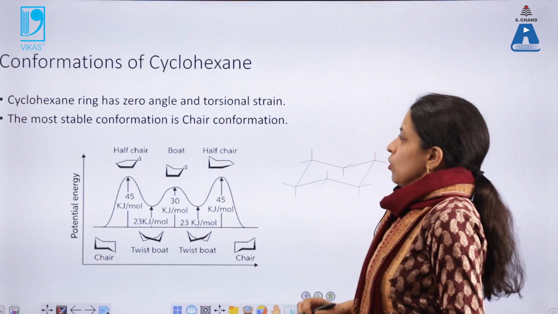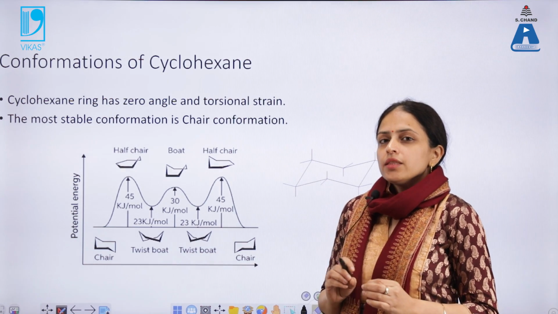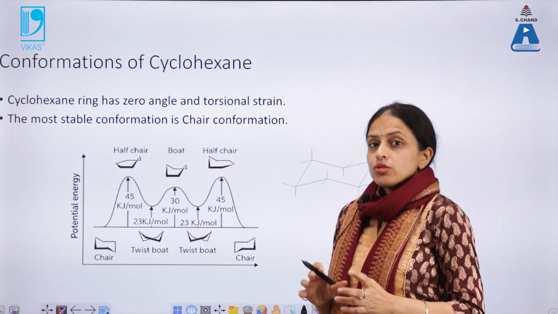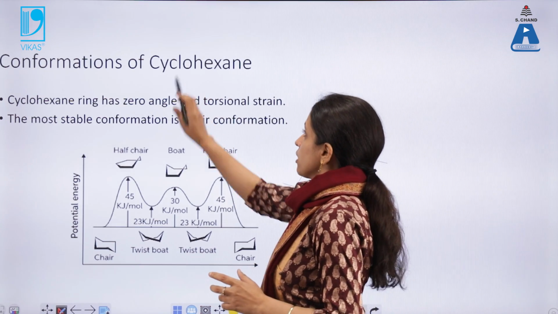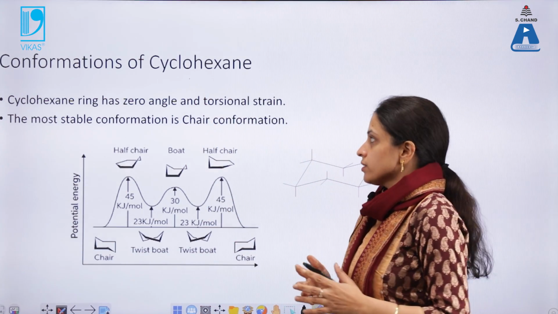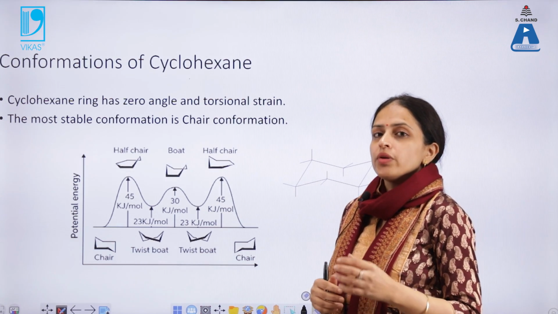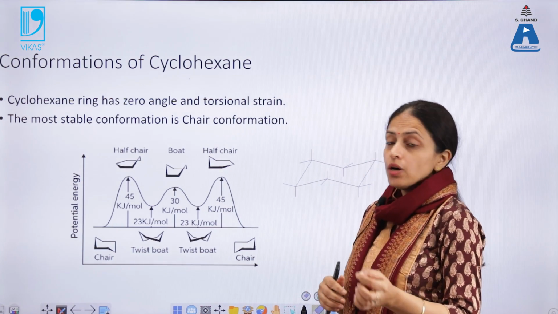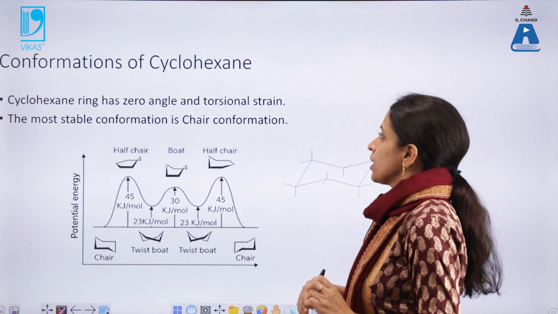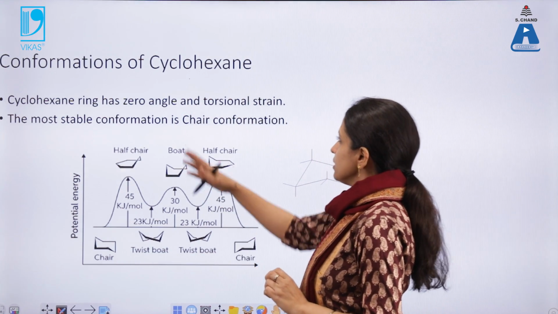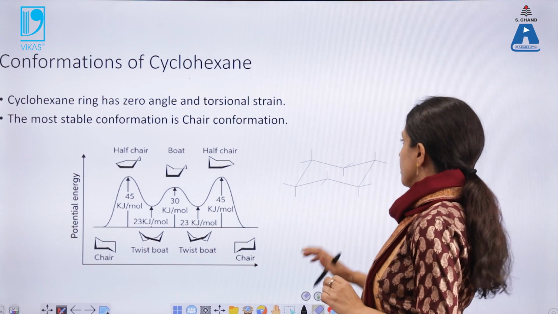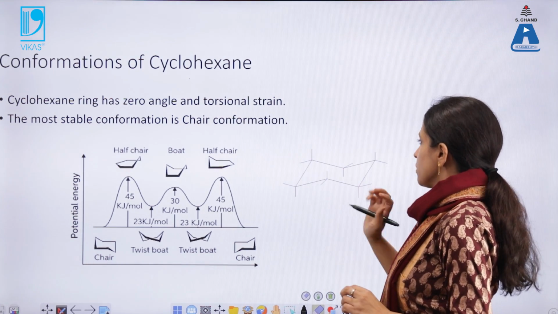and as the molecule undergoes puckering, it tends to relieve its angular strain. The most basic molecule which we study in organic chemistry to study the conformations of cyclic systems is cyclohexane, because it is easier to understand and it is the basic structure which will help us in understanding the orientation of the atoms attached to a 6-membered cyclic system. So the cyclohexane ring has zero angle strain and torsional strain. This is how the chair conformation is represented.